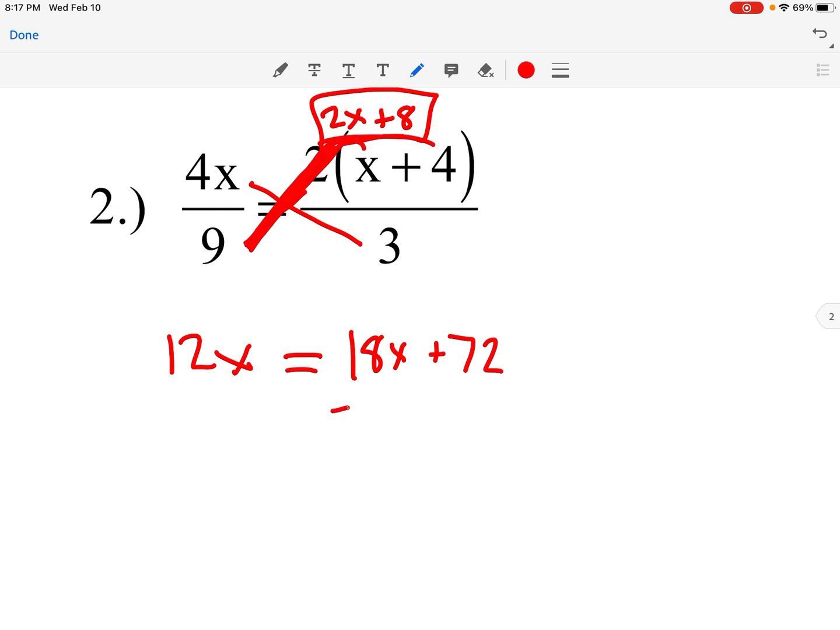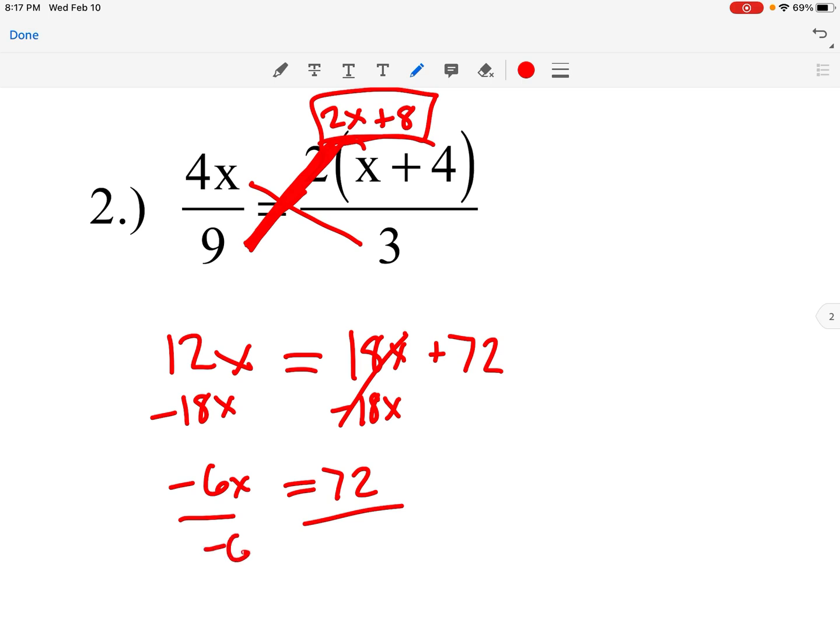And then we solve. We get our x's together by moving them onto the same side. So I get negative 6x equals 72. Divide by negative 6. x equals negative 12.